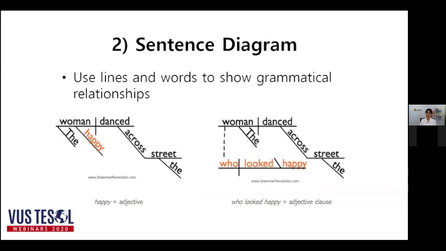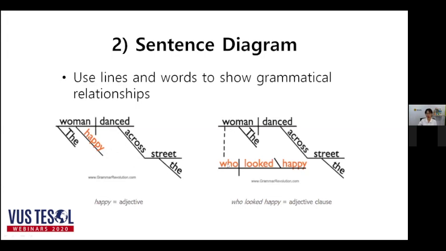Number 2 is sentence diagram. Some teachers use a diagram, something like this, to show students the grammatical relationship between the words. Okay, so let's look at this sentence. The happy woman danced across the street. Okay, so you can see where happy is, right? That's the adjective.